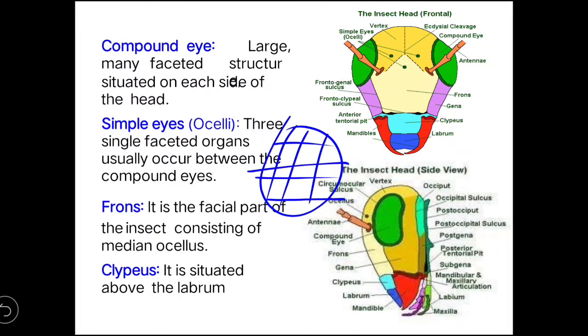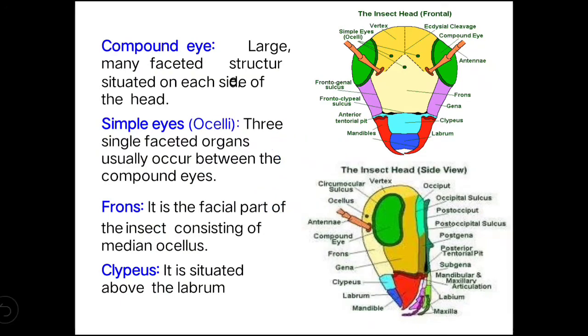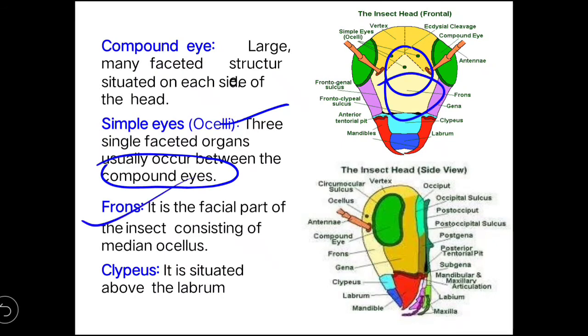Next is simple eyes. In between these two compound eyes you can see three dots. These three dots are nothing but the simple eyes, and they usually occur in between the compound eyes. Next we'll see frons. The creamy yellow colored part is known as the frons. Whenever it comes in the exam, just write: frons is the facial part of the insect.